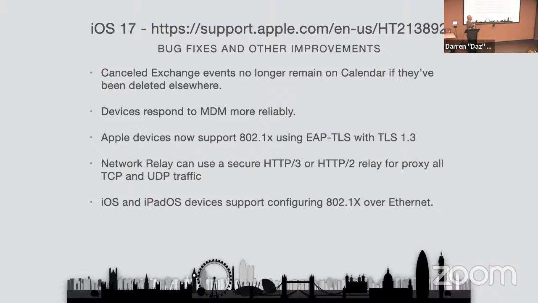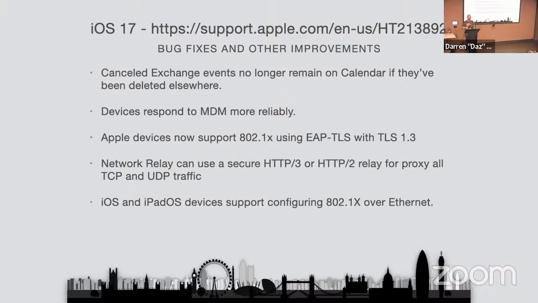Sorry, another section here is the bug fixes and other improvements, kind of miscellaneous. Cancelled exchange events no longer remain on calendar. I'm assuming this is the built-in calendar app. It had been deleted elsewhere. I don't know if that's a new bug or not, but that seems quite a weird one. Anyway, this one is verbatim.